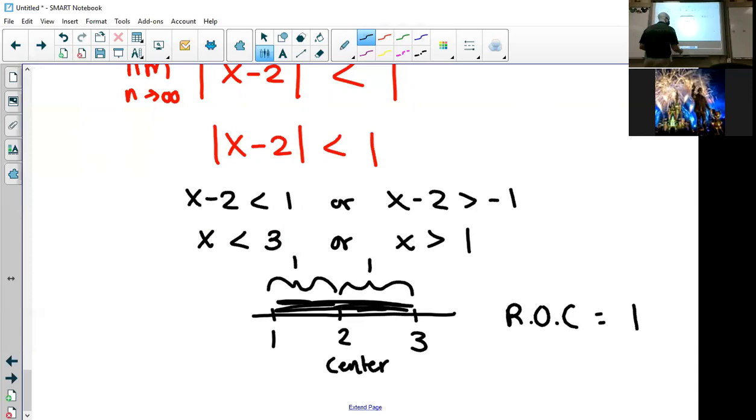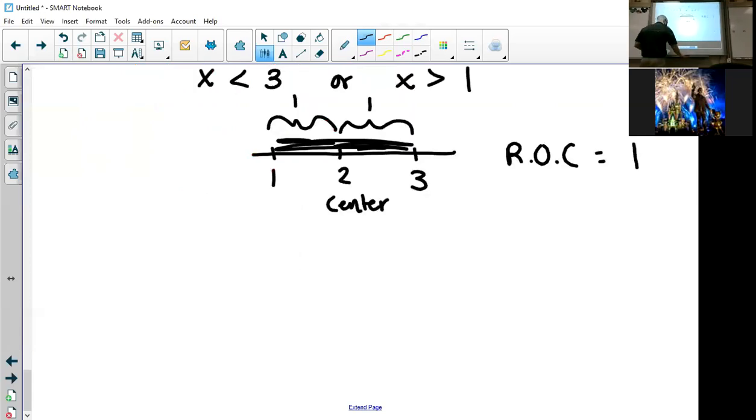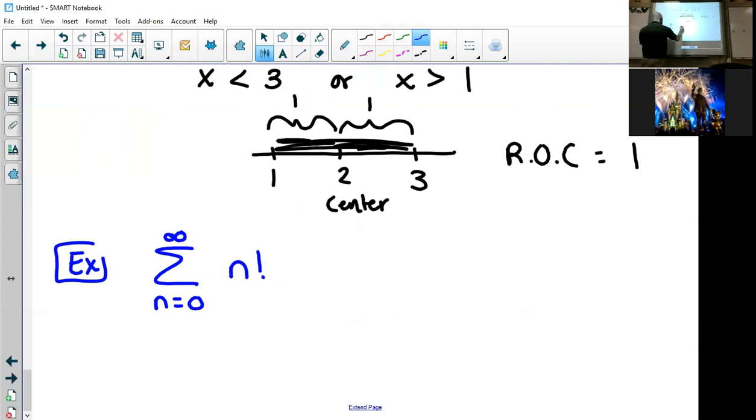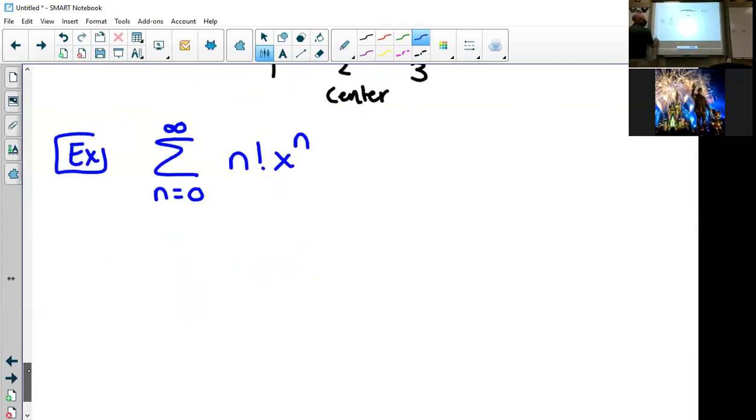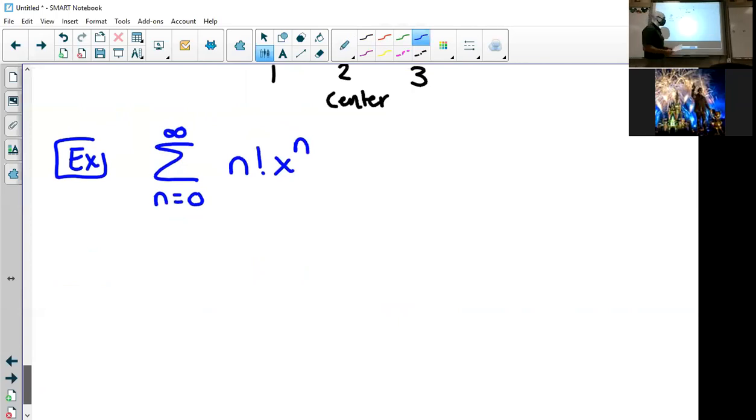Okay, let's try another one. All right, this one, n equals 0 to infinity, we have n factorial and x to the n. Okay, it looks a little different. Now, something to point out, which I probably could have done in the beginning of the last one: what's the center? The center is 0. There's nothing added or subtracted to the x, and so since the center is 0, we kind of keep that in our mind when we find our interval.